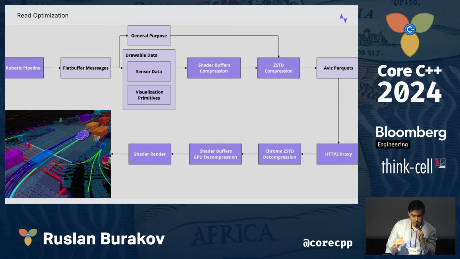So we have our own robotic pipeline, which emits the messages, which can be separated into two primary categories. One is general purpose, which requires no further pre-processing, and we save it straight away. The other one is the one that we will eventually draw on the screen, and it requires special pre-processing, which uses Google FlatBuffers as our primary binary message format for several reasons.